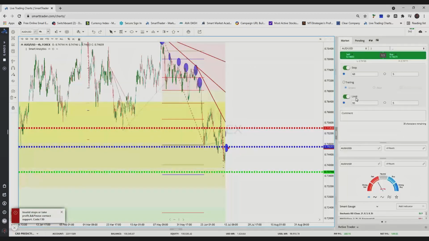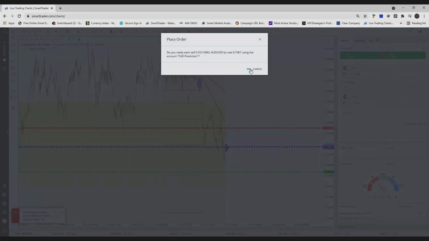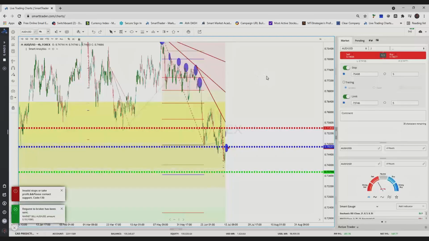Oh, wait, hold on a second here. Invalid. Oh, I see what I did here. I've got my oil stop loss in here still. My fault, folks. Sorry, I got way in the weeds with the explanation here. And let's get this at 0.73746. All right, and now I'm going to click sell. And now this should actually work. Yep. Cool.